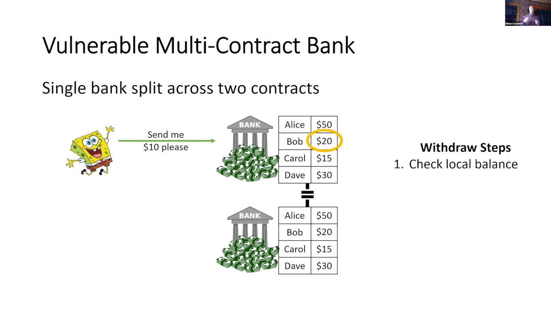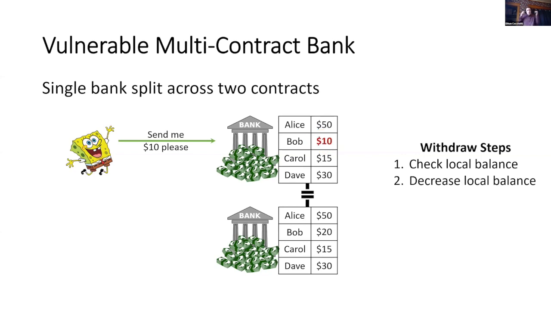First, it's going to check its local copy of the balance sheet. It doesn't want to have to go outside the contract. That's expensive. It takes a while. So it's going to check its local copy and say, yep, Bob has $20 in his account. He wants 10, so this is fine. We can send him $10.